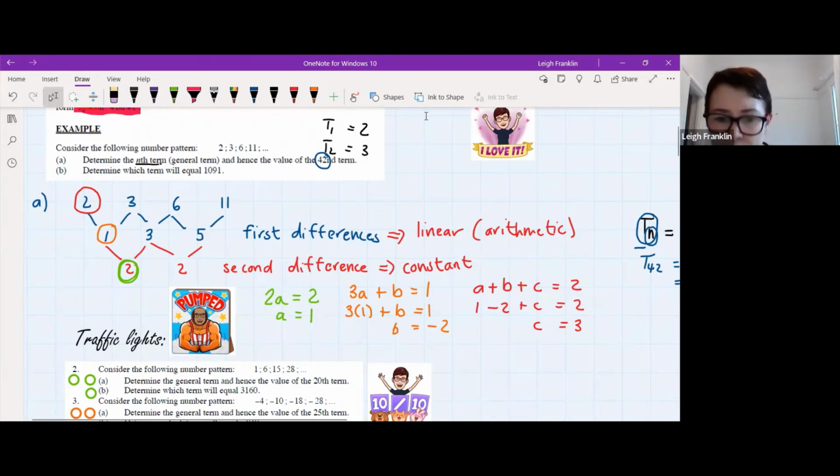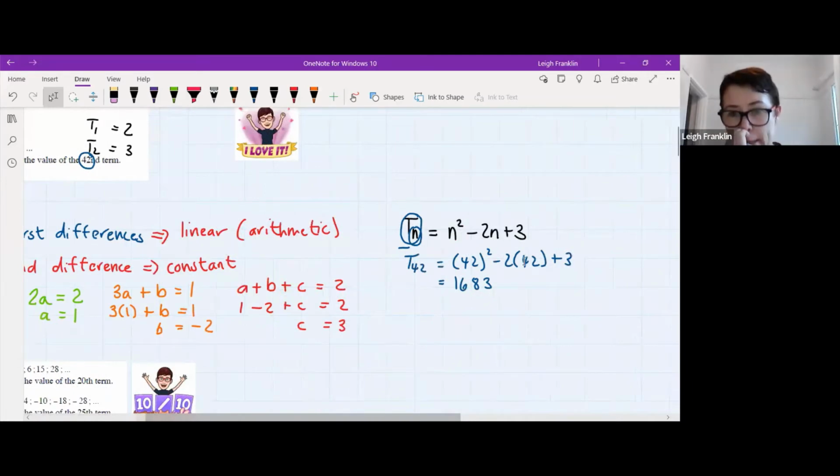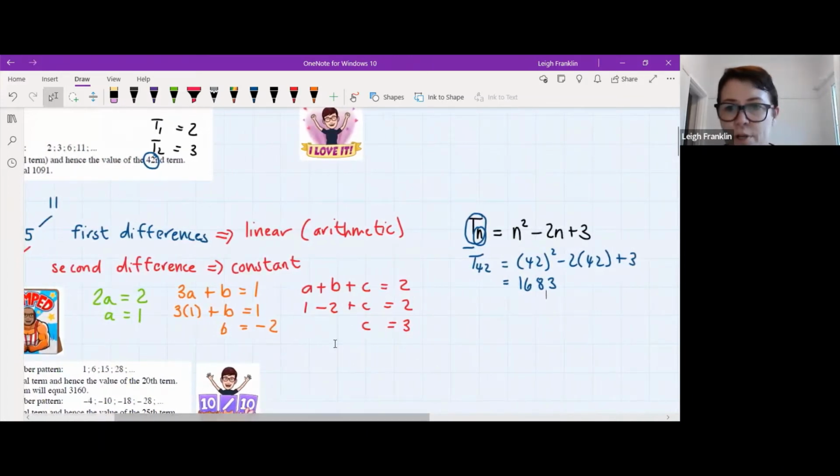Absolutely. So Renewa, if my rule is n squared minus 2n plus 3, where should I put the 1091? Should I put it in place of the n or should I put it in place of the Tn? I think on the Tn, ma'am. Good, well done, 100%. Okay, so matrix, very quickly then, they're asking us to work out which term in the pattern 1091 is. So 1091 is going to go in the place of Tn.